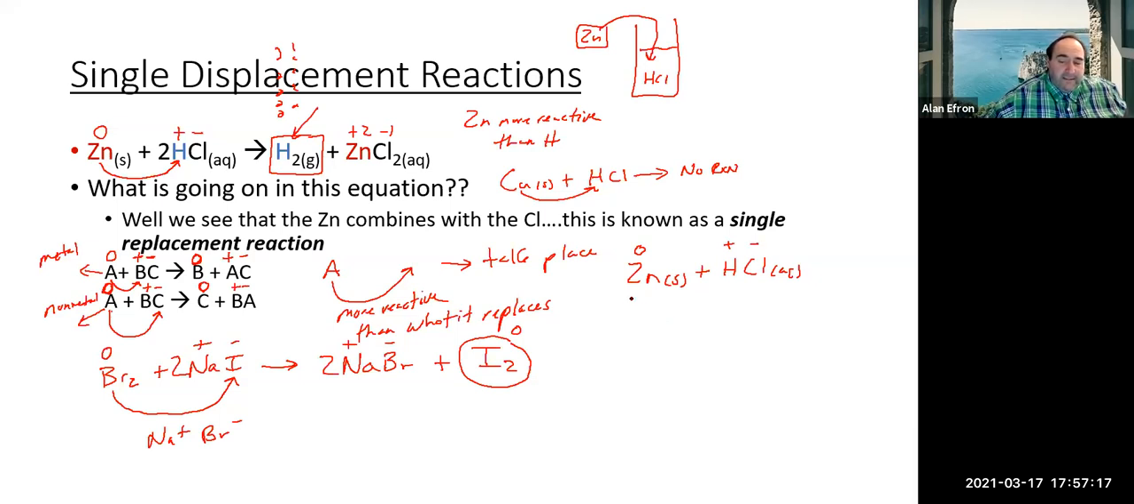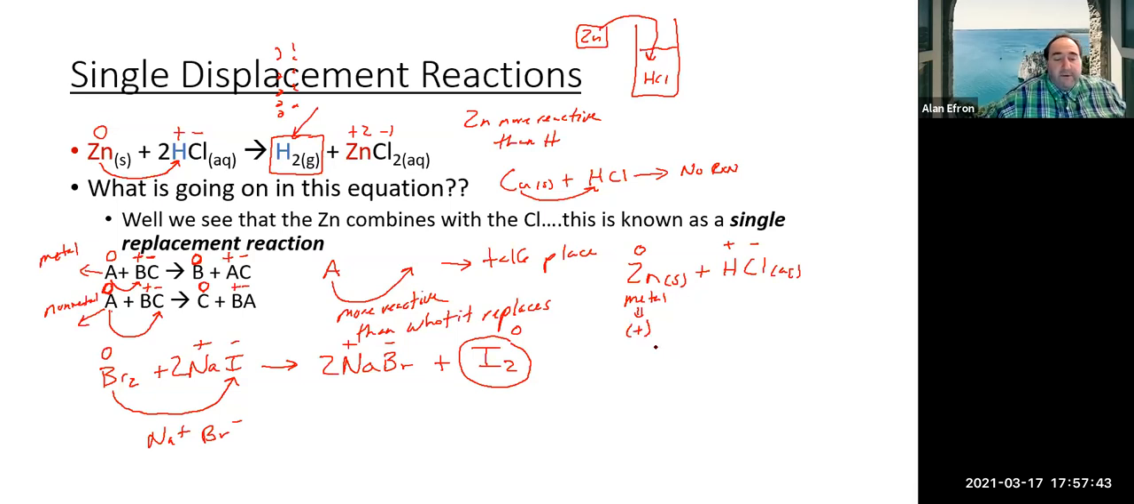So because this is a metal, and although it does not have a charge at this part, this is single displacement, single replacement. Sometimes people call it a single exchange, all the same. The zinc here does not have a charge, but because it's a metal, what we know about metals is when they do gain a charge, it is going to become a positive charge.